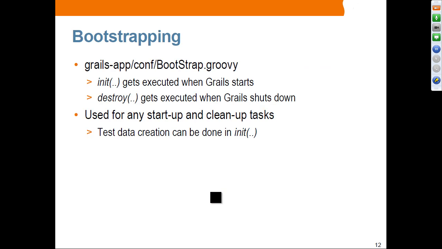Bootstrapping. A Grails application has what is called the BootStrap.groovy file in the config directory. This Groovy file has an init method and a destroy method. In the init method you can include code for initialization, and in the destroy method obviously you want to include code for cleaning things up. So this could be used for setting up test data. This is something that we are going to use in our lab exercise.